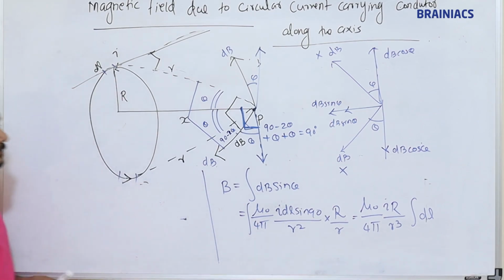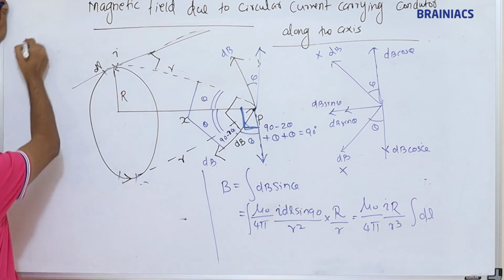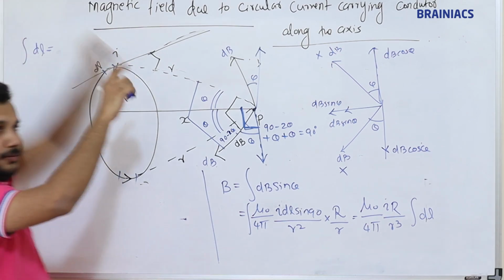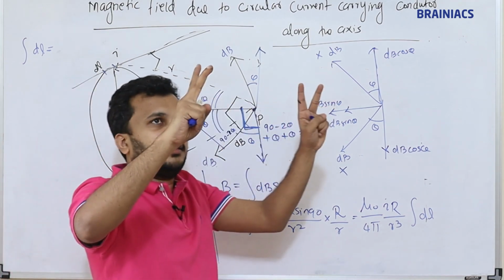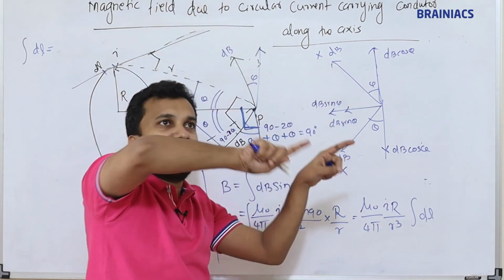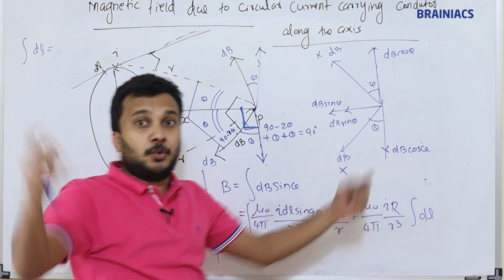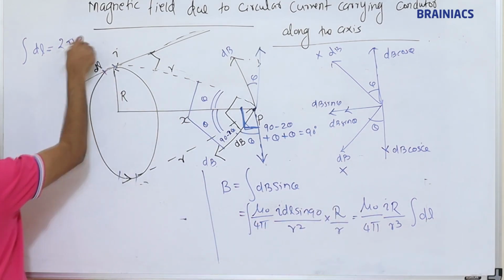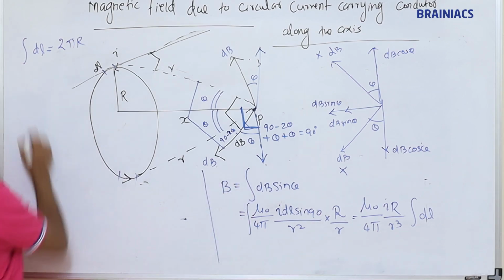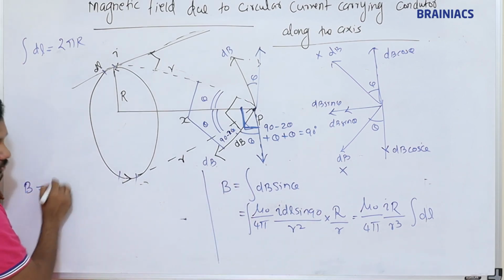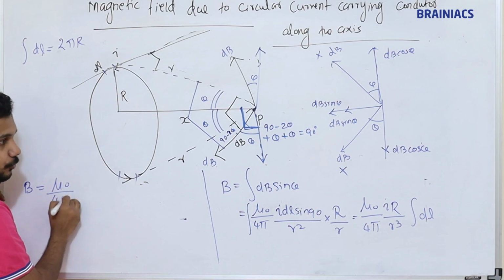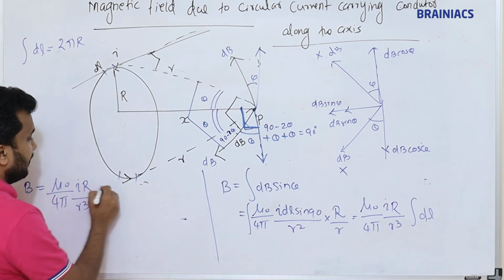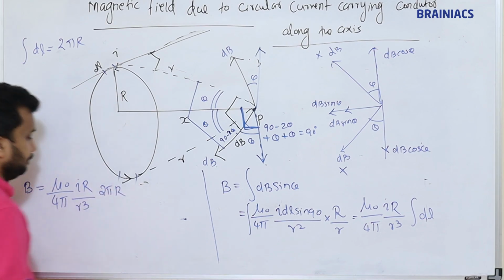So what is integral dL for a circle? dL is the length of a wire. Say the wire has a length of 10 meters. If you make it a circle, then the length of the wire is equal to 2 pi r. So integral dL will be equal to 2 pi times its radius, 2 pi r. We'll substitute there. So the total magnetic field B is equal to mu 0 by 4 pi into I, capital R, small r cube, into integral dL, which means 2 pi r.